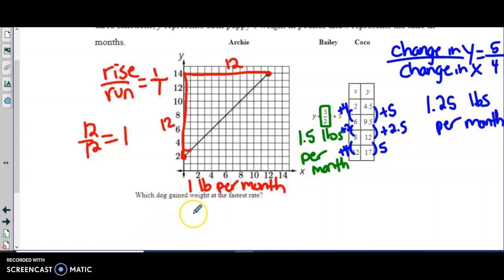So which dog gained the weight fastest? Well, this was 1 pound per month, this was 1.5 pounds per month, and this was 1.25 pounds per month. So Bailey gained the weight the fastest because his increased by 1.5 pounds per month.